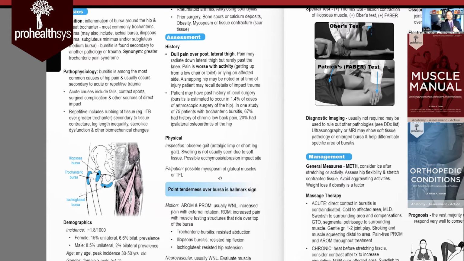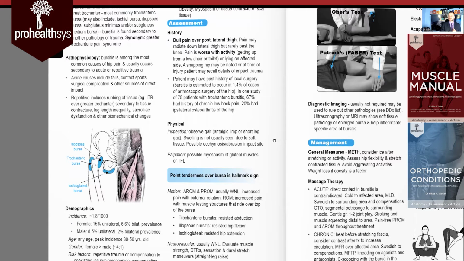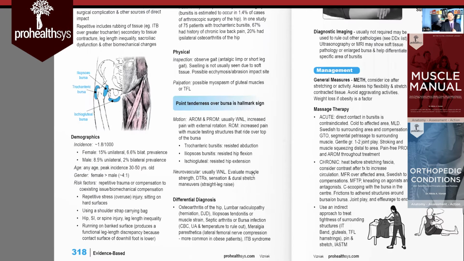All right, palpation: possible spasm, especially in the gluteal muscles or TFL, definitely look into that. But the key finding for bursitis is tenderness over the bursa. So literally you can palpate it and they will give you the jump sign right away. And that's really what the special tests are doing as well. Active range of motion and passive range of motion are within normal limits unless you stress the damaged area.